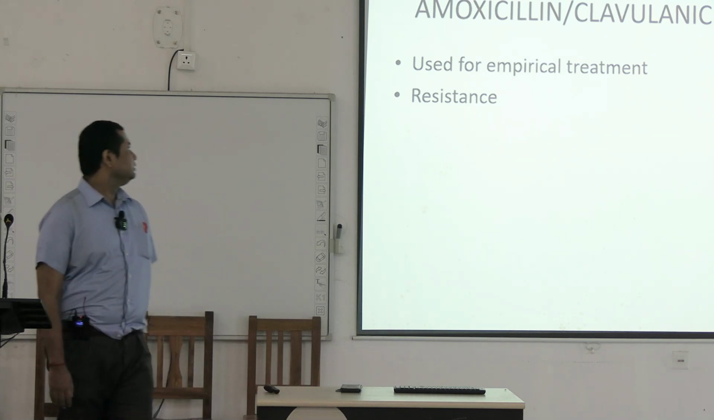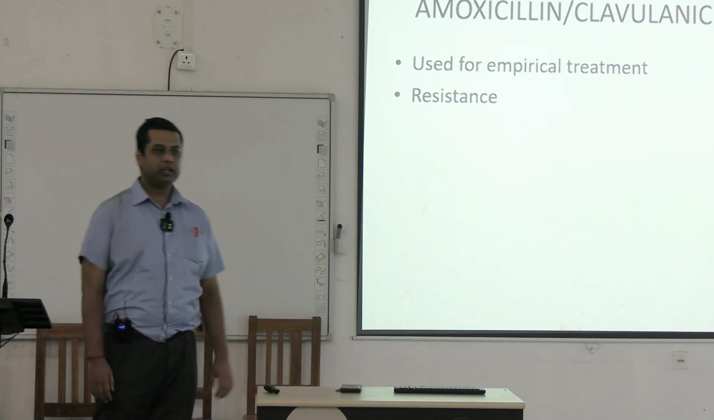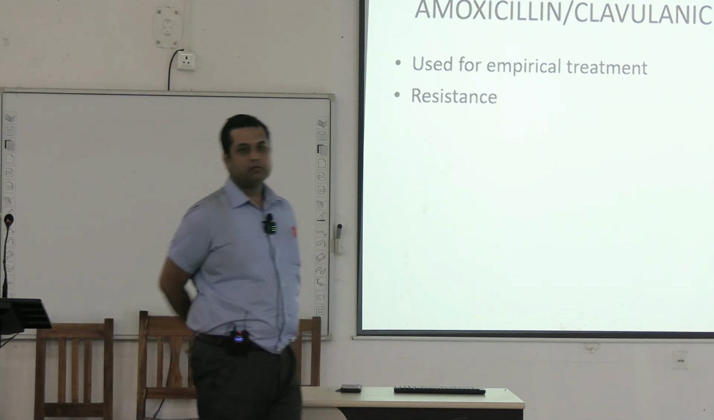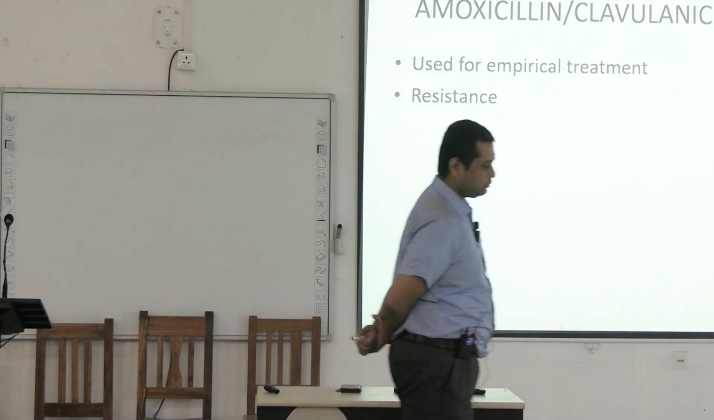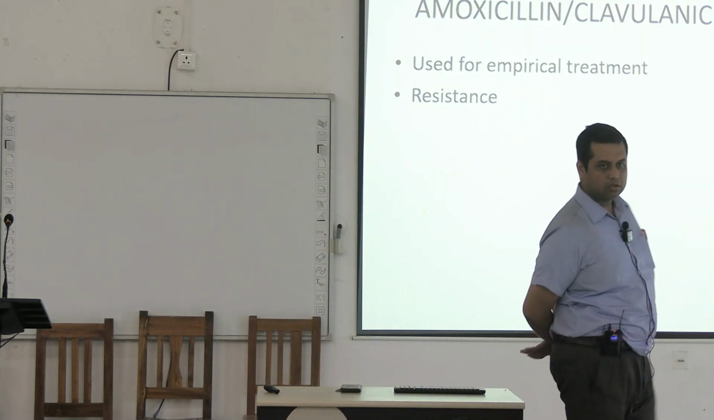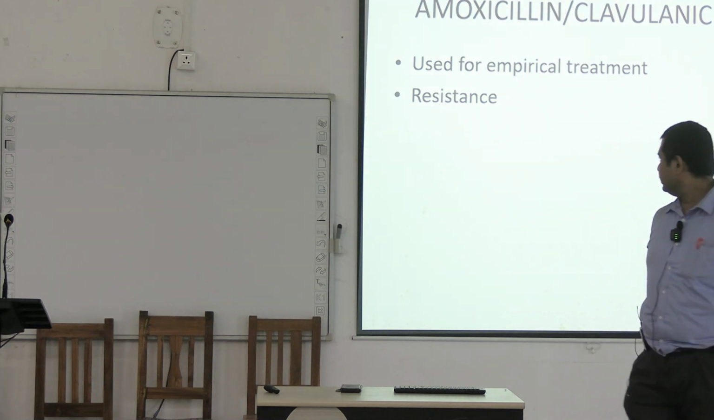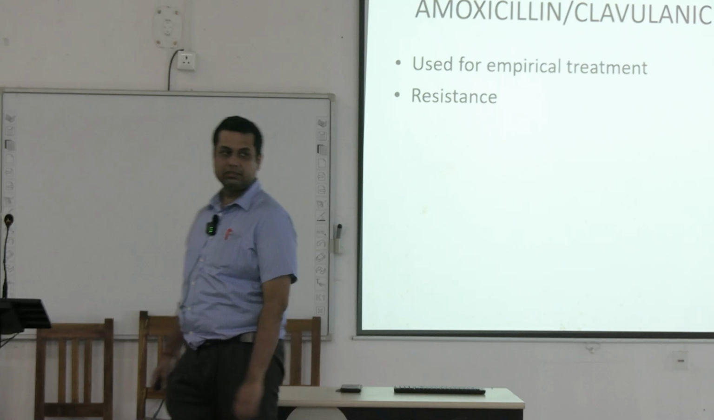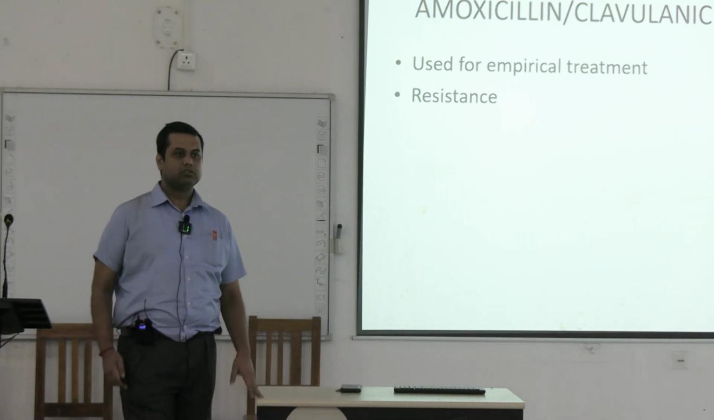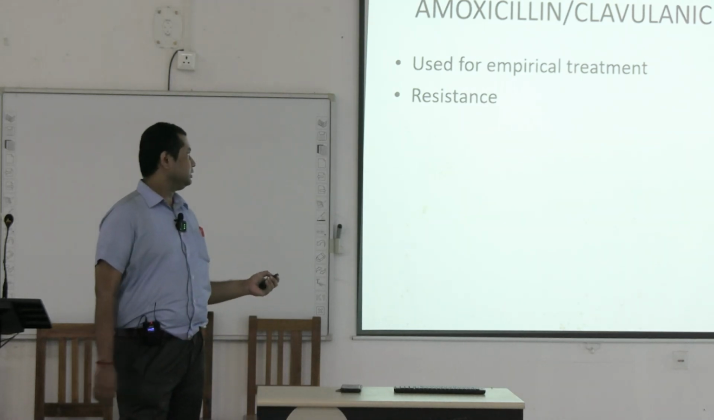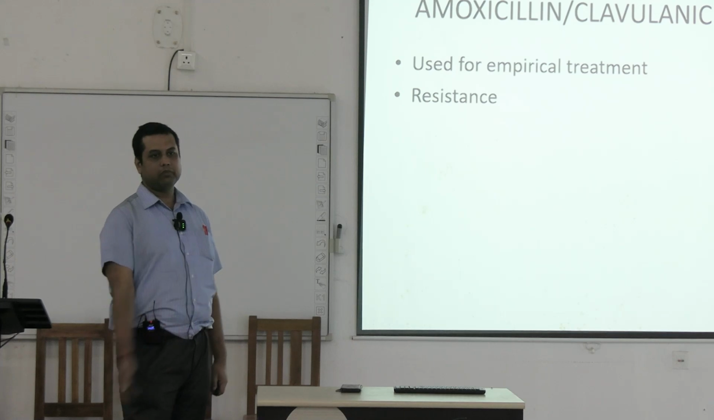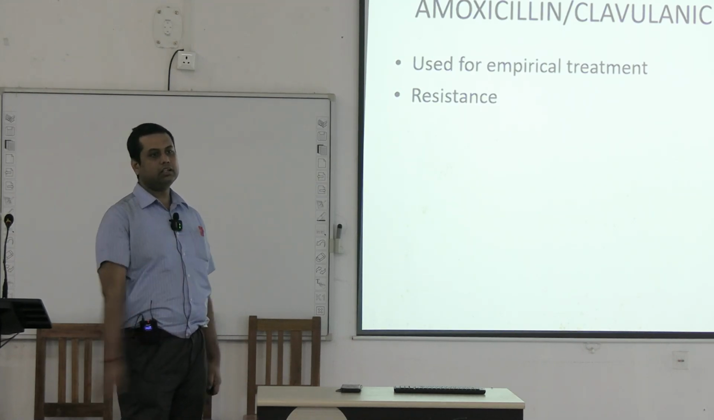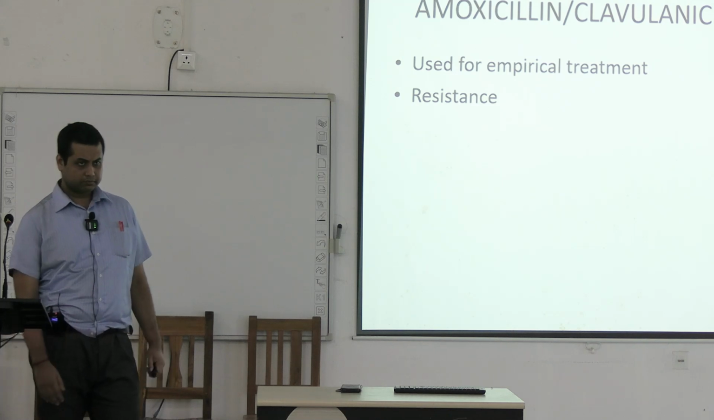Amoxicillin clavulanic acid is used for empirical treatment. If the sensitivity is not known, you can use it for empirical treatment. Many of the bacteria have resistance to amoxicillin clavulanic acid. So, the combination is the same. There is a clavulanic acid and then there is a beta-lactam antibiotic.